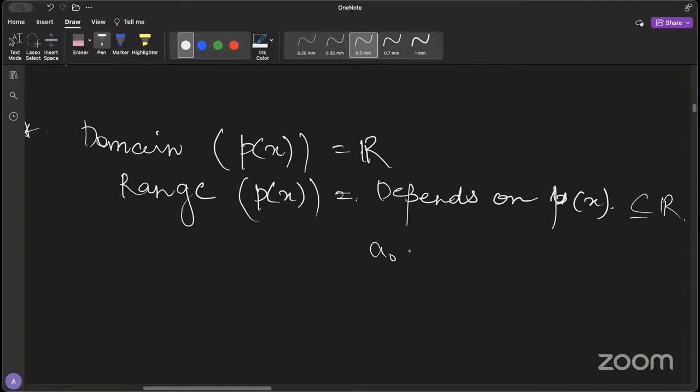If you have this thing, a naught plus a1x, and every term up to ak, x to the power k. Now x is also real because the domain is real. A naught, a1, and all of these coefficients are also real. That means your range is also real, right? Because real numbers multiplied together and added together always give a real number. Is that okay?